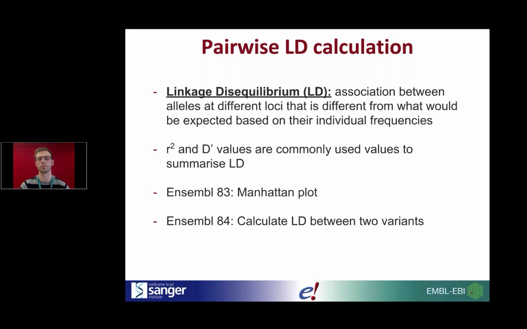So the R² and D' values are two common values that are used to summarize the linkage disequilibrium. And if you follow the updates of Ensembl regularly, you'll know that in Ensembl-83 we incorporated the Manhattan plot, where you could find both the R² and D' values for a variant of interest and the surrounding variants within a genomic location. But in Ensembl-84, you can now calculate the linkage disequilibrium between two specific variants that you're interested in. And I'm going to show you how to do that now.